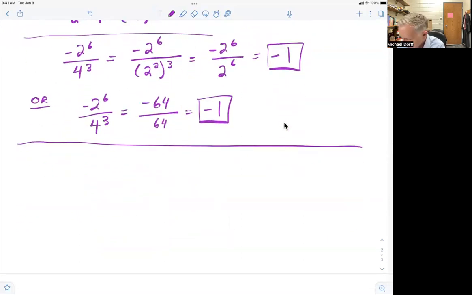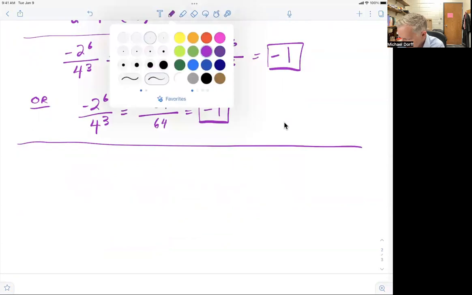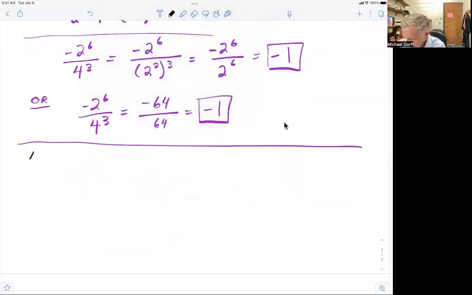Okay, so let's now talk a little bit more about exponents. We're going to talk about a thing called the exponential function.